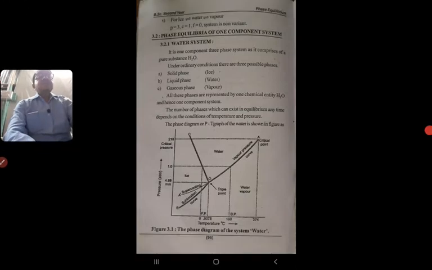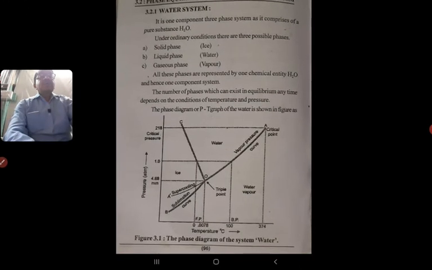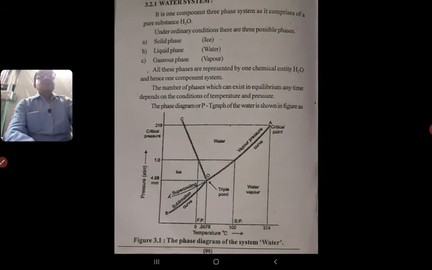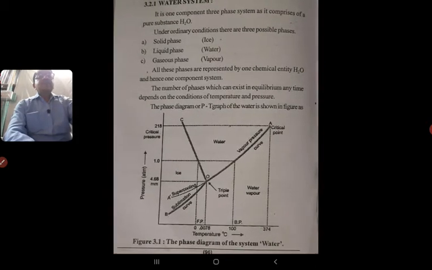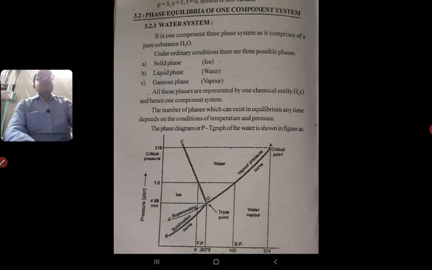In our syllabus there are many types of one component systems. As a part of our study of one component systems, we are looking at the example of the water system. In this water system, we are dealing with the three phases of water: the solid ice phase, the liquid water phase, and the gaseous phase, that is the vapor phase.